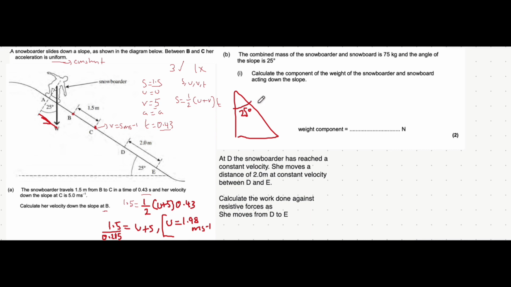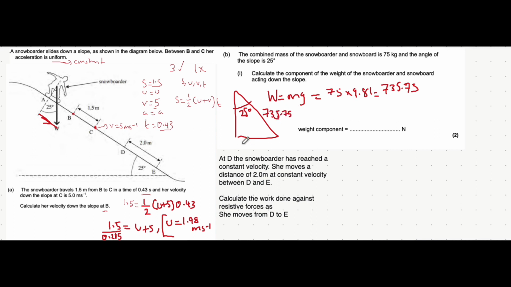Now the weight itself is found by doing mg, which is the mass of the combined snowboarder and snowboard, multiplied by 9.81. I'm just going to quickly do that on my calculator. So 75 multiplied by 9.81 is equal to 735.75. Okay, 735.75.